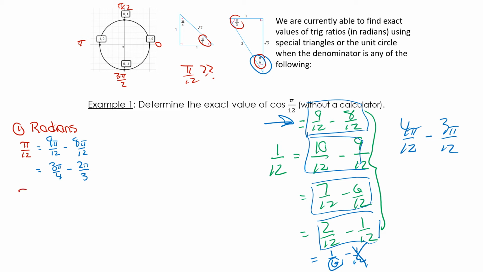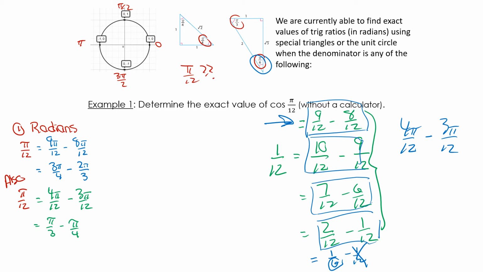So I'm also going to write pi over 2 can also be written as, use a different color. We could also write it as 4 pi over 12 minus 3 pi over 12. So that's also 1 pi over 12. And reducing those gives us pi over 3 minus pi over 4.